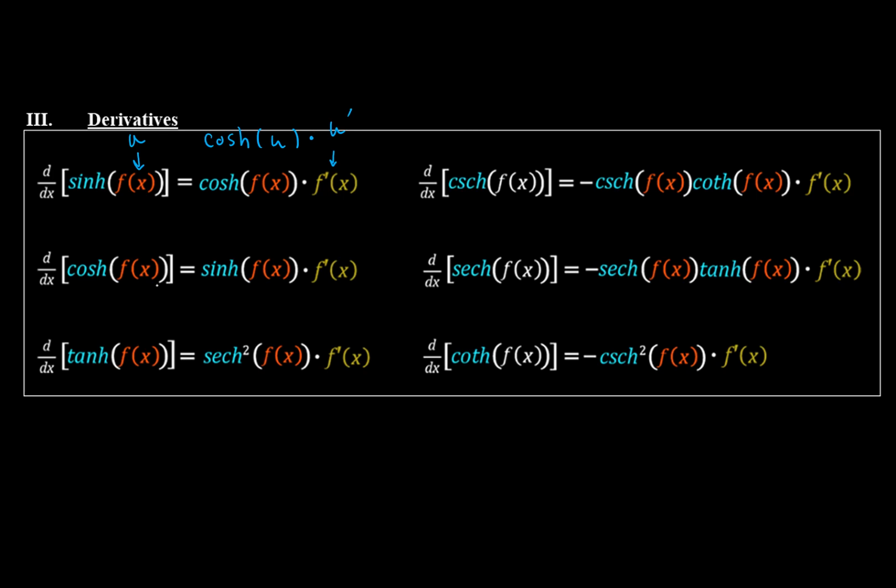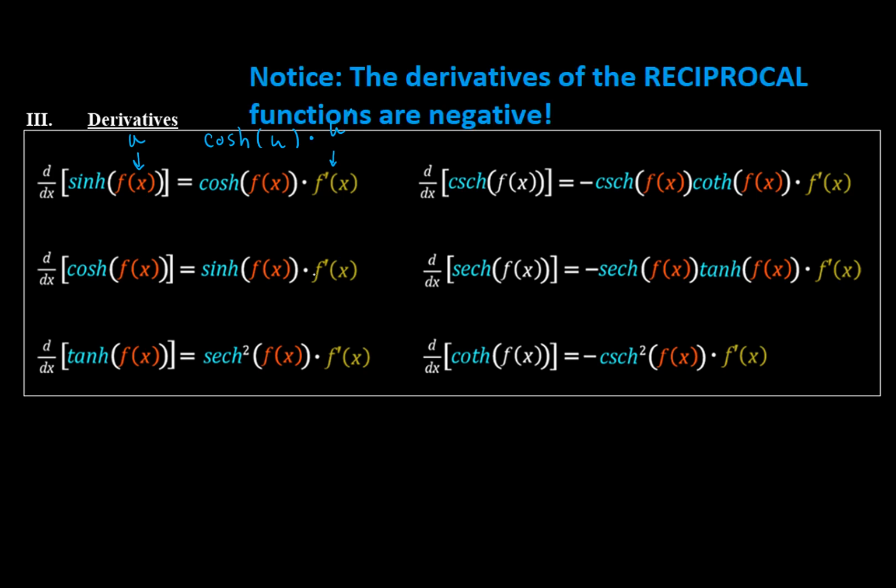Notice all of the derivatives here, they're fairly similar to the trigonometric derivatives. Neat, huh? The only difference is that it's not the cofunctions that are negative this time. It's the reciprocal functions that are negative for their derivatives this time. All right, keep your wits about you. Make sure to have these written down and memorized. Let's look at an example.